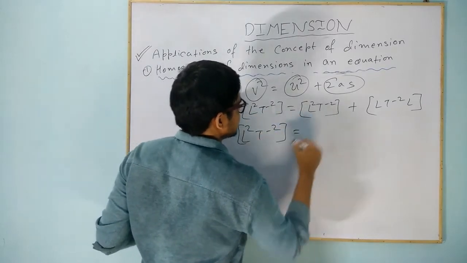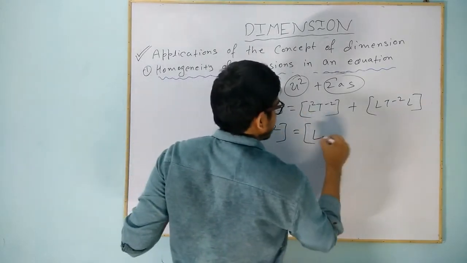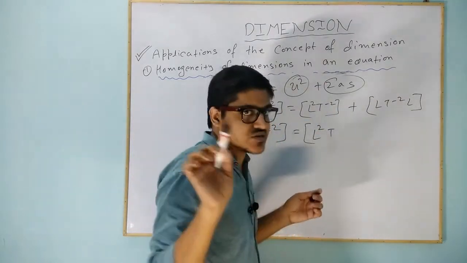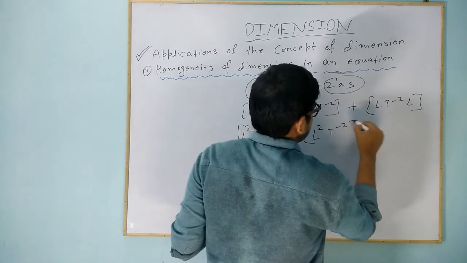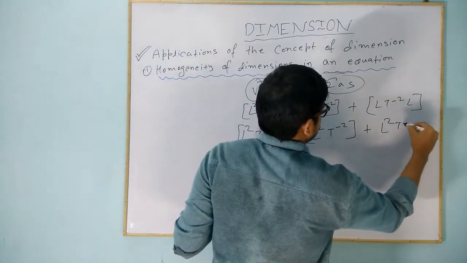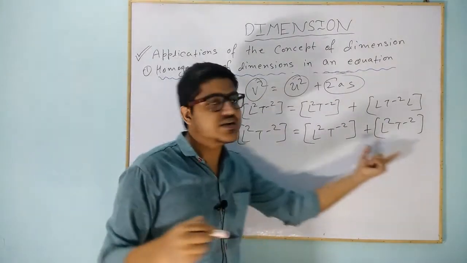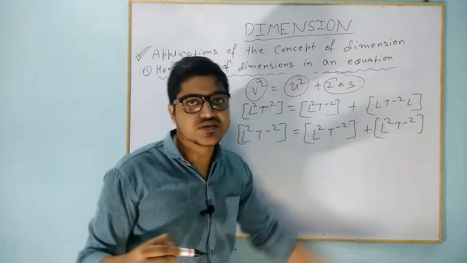So the dimensional formula, or I will just say simply, dimension. The dimension of each term is same, right? So this equation is dimensionally correct.